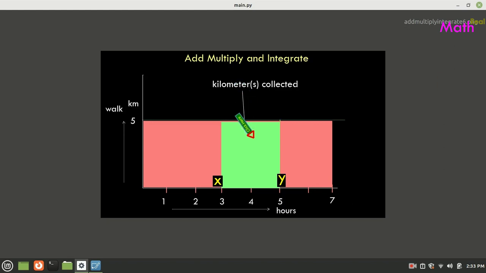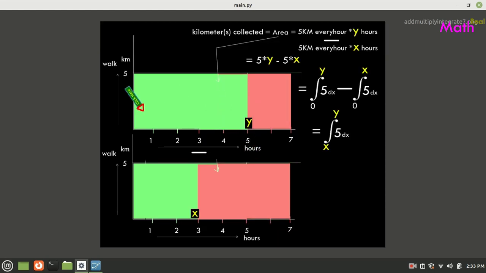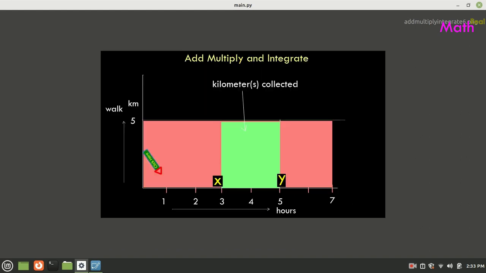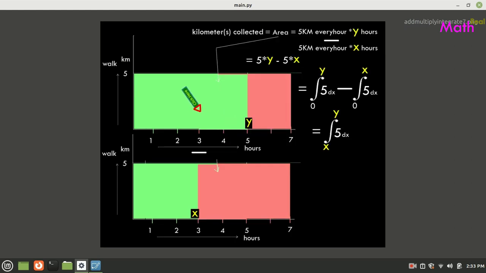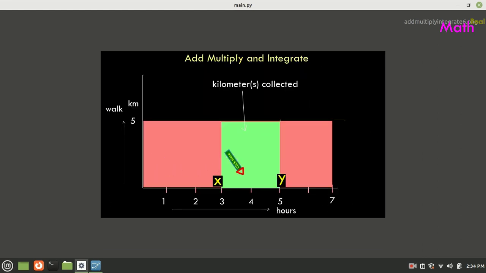What about this? If a person is working, from time x to time y, how many kilometers are collected? Straightforward. If he works from x to y, where from 0 he had started working, he worked up till x hours. From x hours to y hours, how much distance got collected? That is the area like this. So that is the full area up to y minus this area up to x. If I subtract, this area comes. This is what we want.